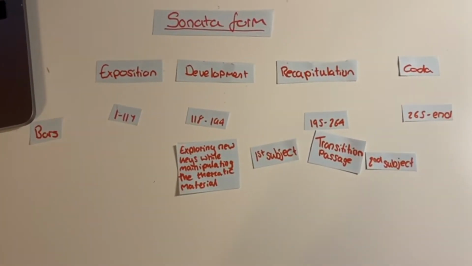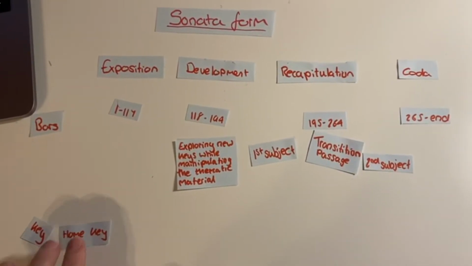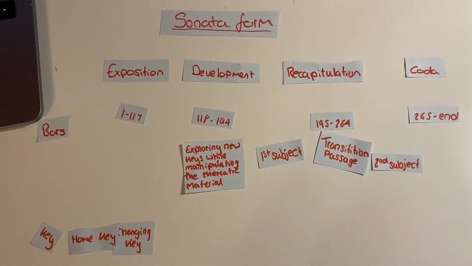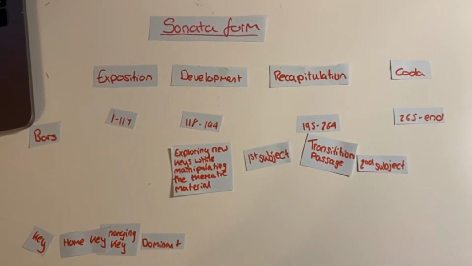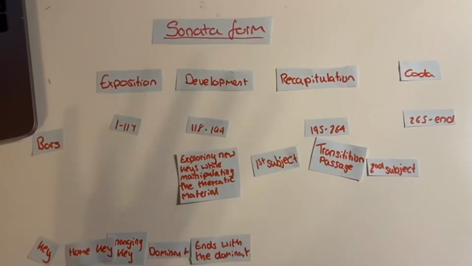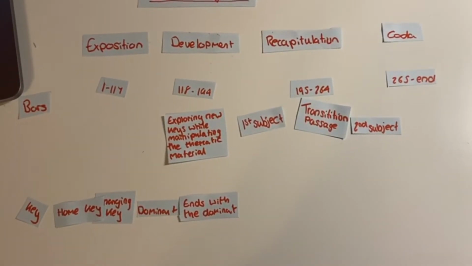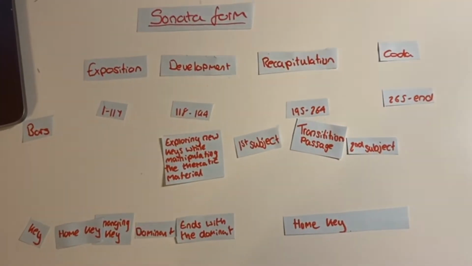The keys that are used are the home key for the first subject, changing key for the transition, and the dominant for the second subject. And then the development goes through a whole range of keys and then ends in the dominant, while the recapitulation and the coda are all in the home key.